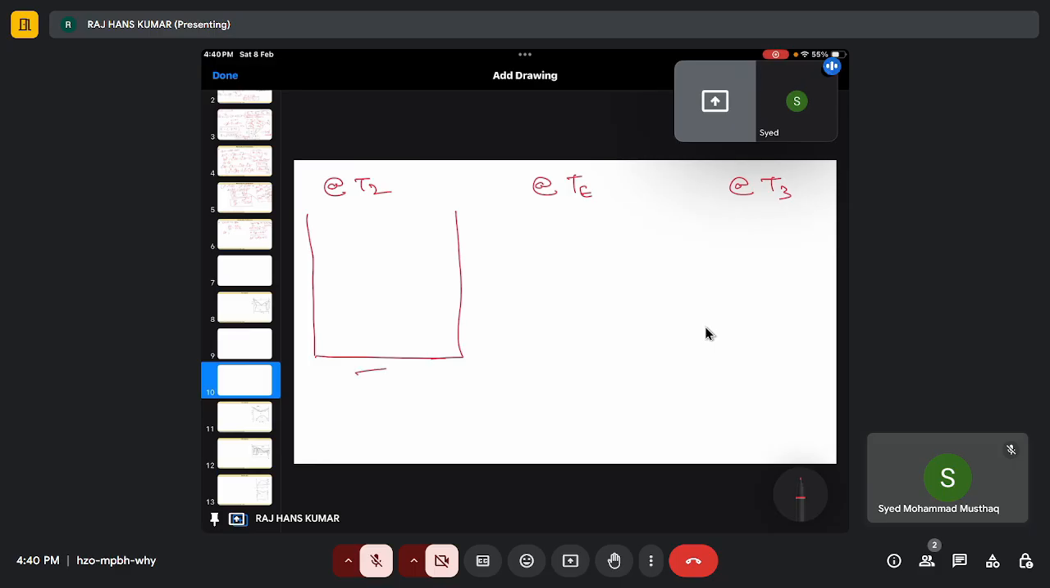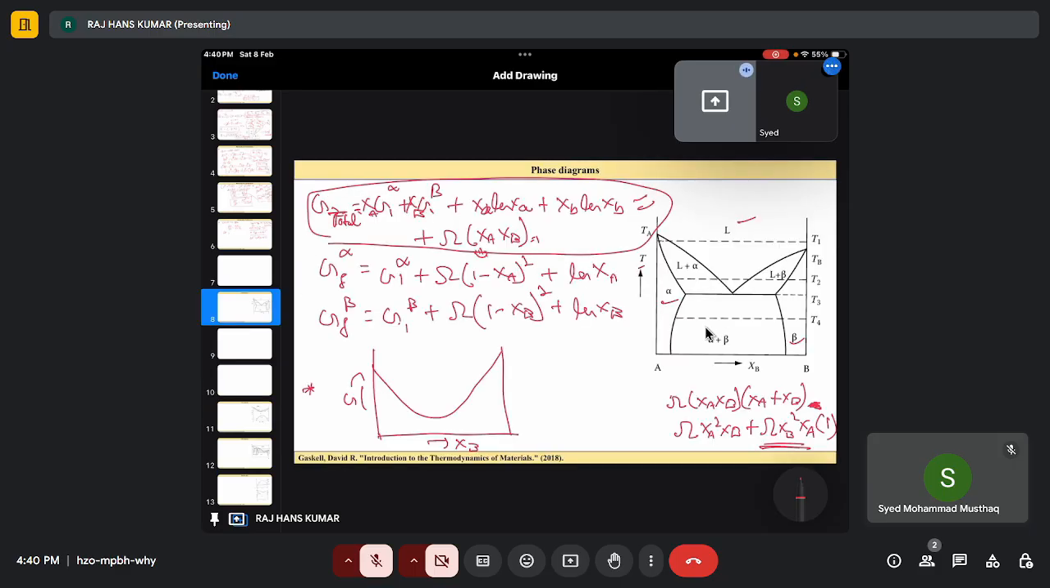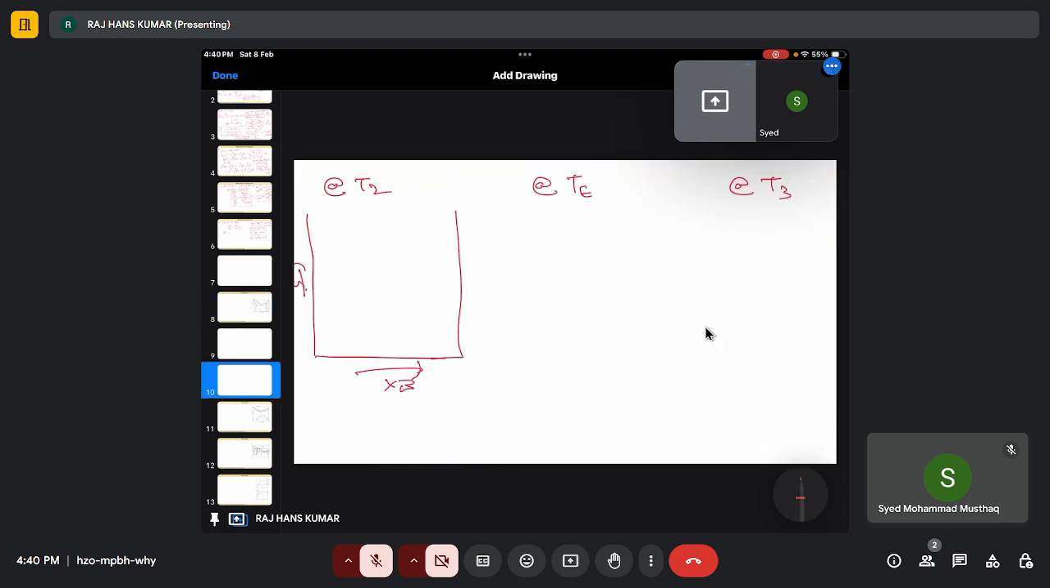This is my XB. This is my G. Now, at this temperature, this line is isomorphous, right? Not isomorphous, it's an isothermal line, having alpha, liquid plus alpha, liquid, liquid plus beta, and beta. So there are one, two, three, four, five regions, right?